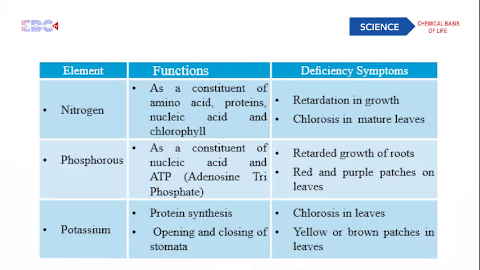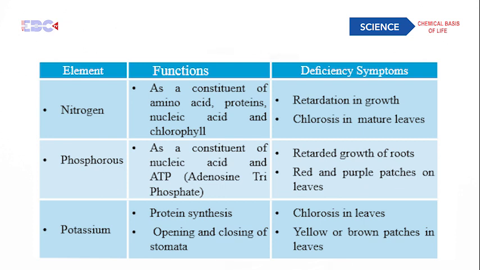Now we are going to study the functions of minerals in plants and the deficiency symptoms caused for them. The first one is nitrogen. Its function is as a constituent of amino acids. We know proteins, nucleic acids, and chlorophyll. Amino acids, proteins, and nucleic acids we discussed in the previous videos. But chlorophyll is the pigment which is present in green plants. It's only present in plants.